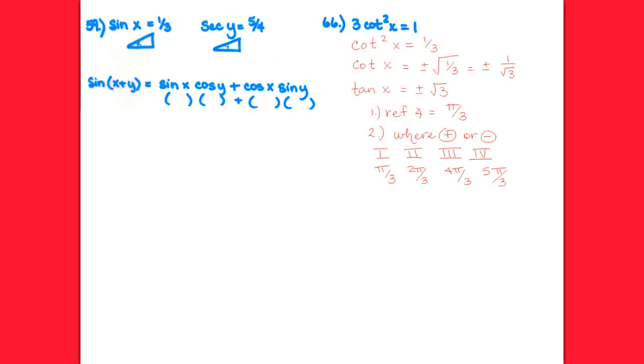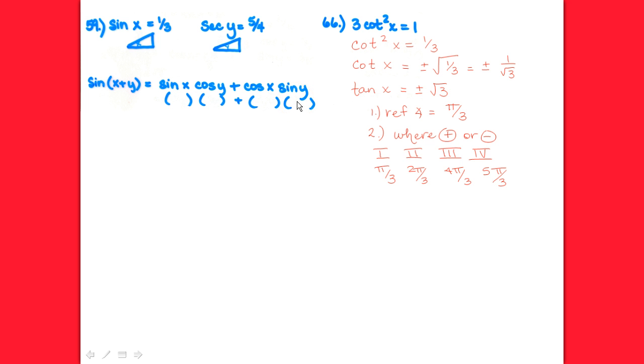All right, so they asked me for number 59 to find sine of x plus y. So that's a formula that I would have given you. I would have given you sine x cosine y plus cosine x sine y. All right, sine x was given. It was 1/3, but we're going to need to find the cosine of x. And secant y was given. So from that I could find the cosine, but I'm going to need to also find the sine.